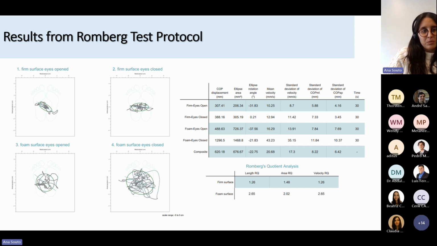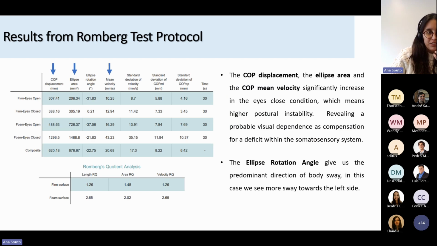So this one is the first condition, with a firm surface: the patient is standing on top of the plate with his eyes open. Then in the second, he closes his eyes. In the third, we had a foam, but he stays with his eyes open. And in the fourth, we had a foam and the patient closes his eyes. Okay, but let us analyze the parameters themselves, because we can see differences.